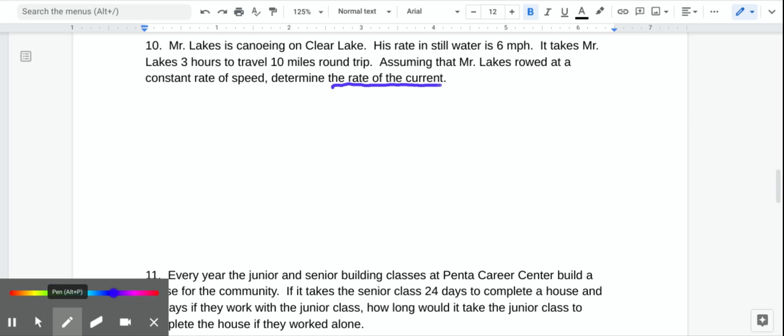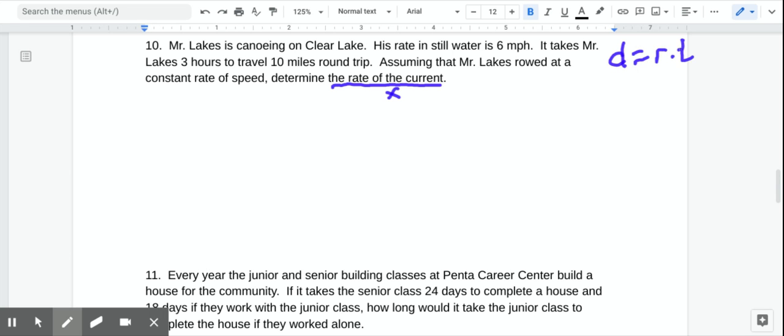So I'm going to call the rate of the current x, because that's what we don't know. That's what we're trying to figure out. Now, the other thing that we need to know to solve this problem is this is a distance equals rate times time problem. Okay, so we're going to have to keep that in the back of our mind. So remember, he's going across the lake and coming back. So the time it takes him to go there plus the time it takes him to come back is 3 hours.